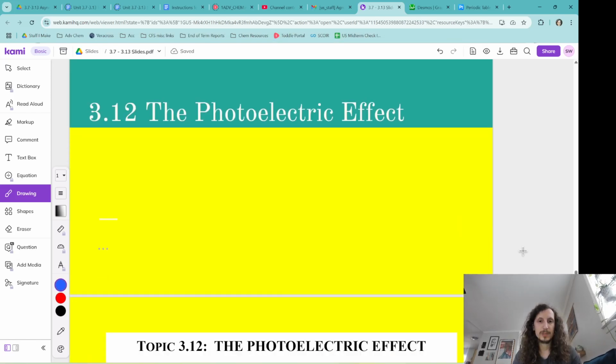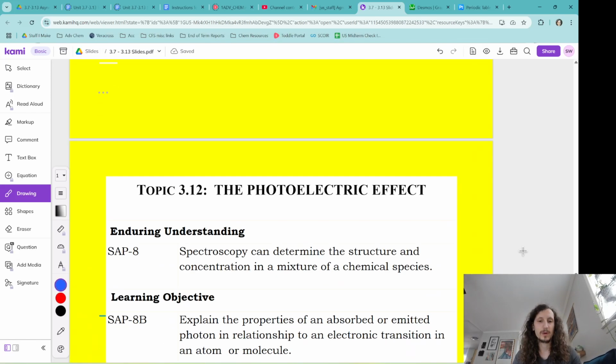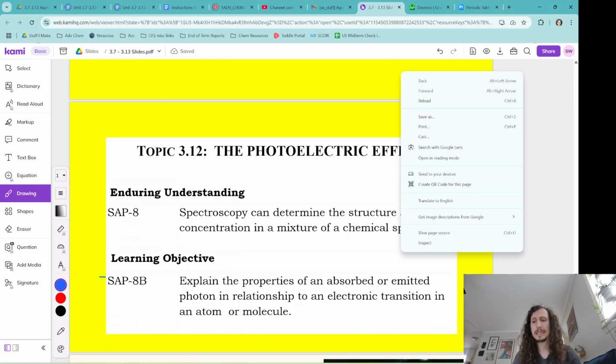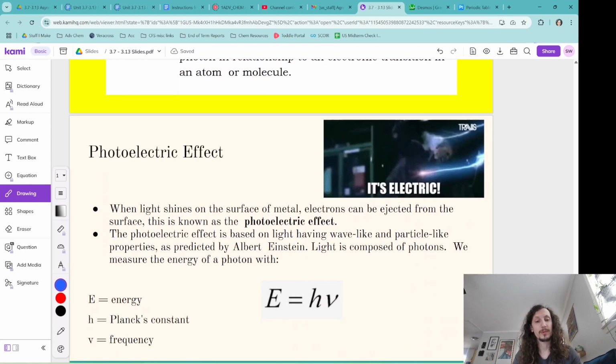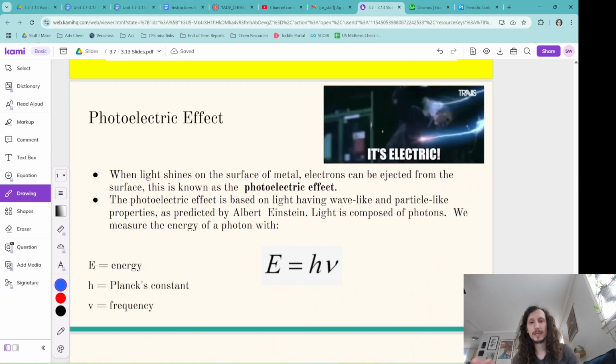Alrighty, talking about 3.12, the photoelectric effect, one of my favorites because this is, I think, almost our last equation. Wait, no, we have 3.13. So the photoelectric effect, what is it? It's if you shine a light on something, you can have electrons leave the substance, right?